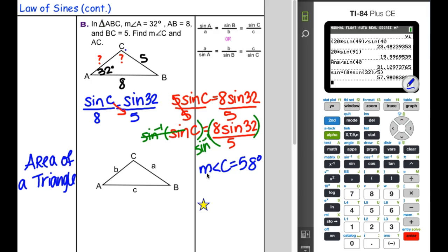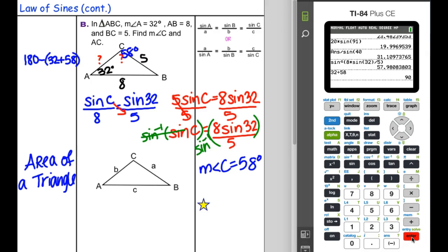So given that this is 58 degrees, in order to find side length AC, we need to know the measure of angle B. So that means we're going to take 180 minus 32 plus 58, and 32 plus 58 gives us 90. That tells me that the measure of angle B is 90 degrees. I know it doesn't look it, but that's why you can't go based on proving by picture like we talked about back in geometry.